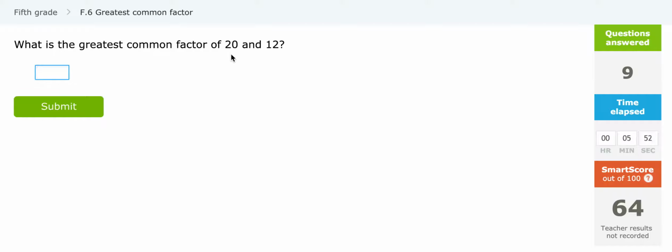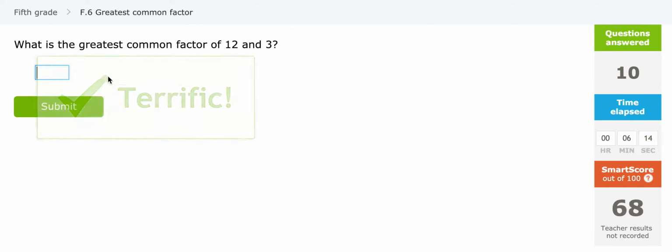All right, out of these two, again, this is 2 squared times 5, and this is 2 squared times 3. Guess what they share in common? 2 squared. 2 squared is 4. So we can double check it. 20 is indeed divisible by 4, and 12 is also indeed divisible by 4. And 4 is the greatest factor that these two numbers share in common. So out of these two, this is 2 times 2 times 3, and this is 3, so they share 3.